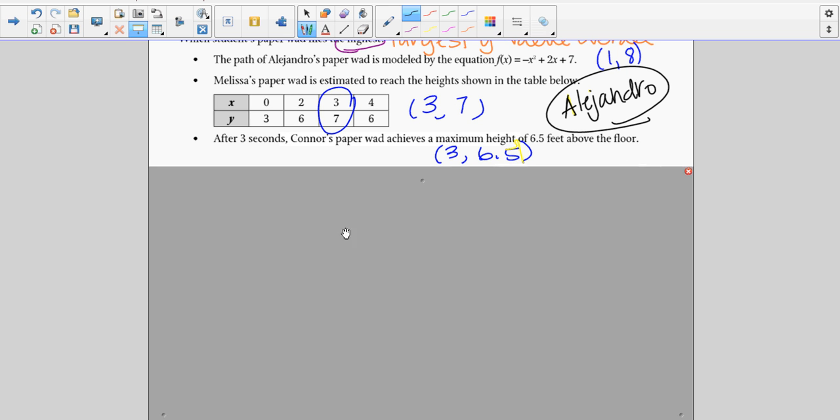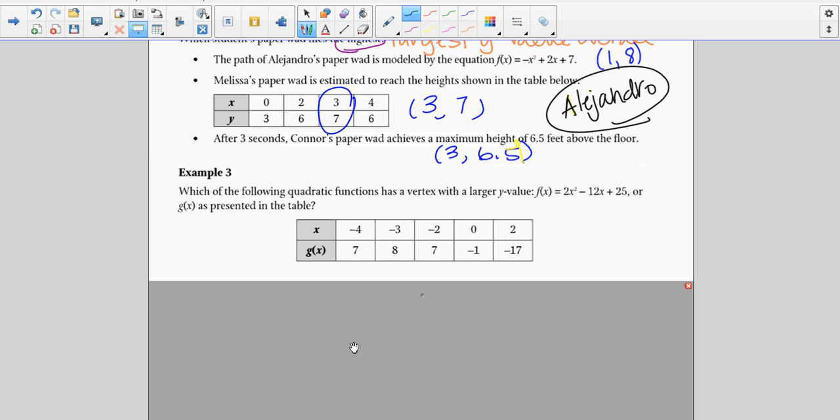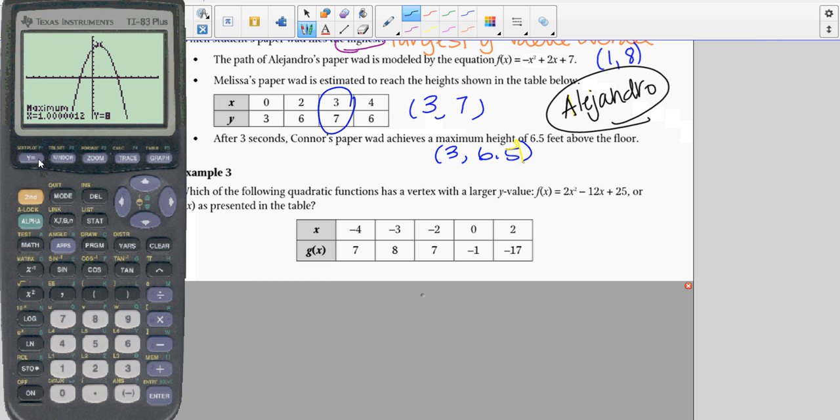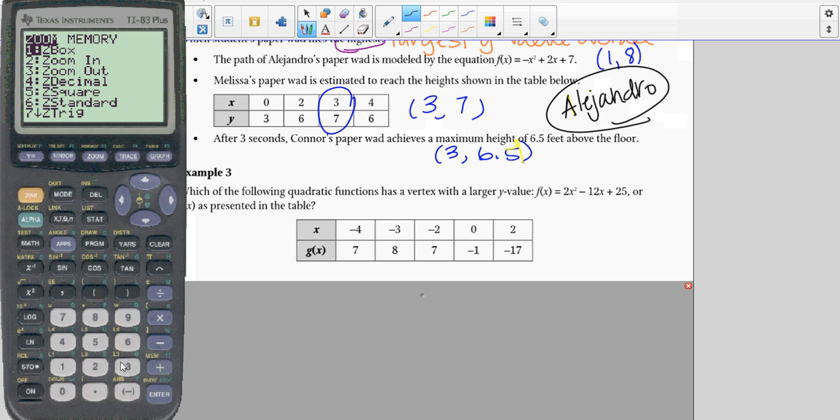All right, for example number 3, it says which of the following quadratic functions has a vertex with a larger y value? Okay, so again, we're looking at the vertex. I'm going to take that first one, and I'm going to put it in my calculator. So 2x squared minus 12x plus 25.